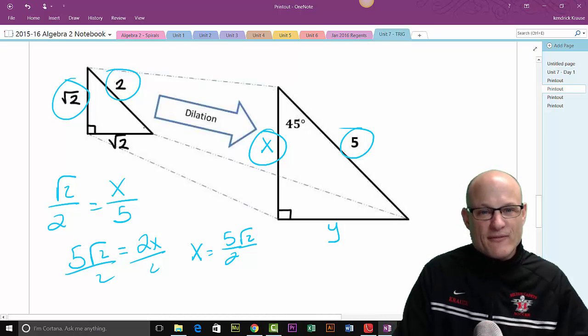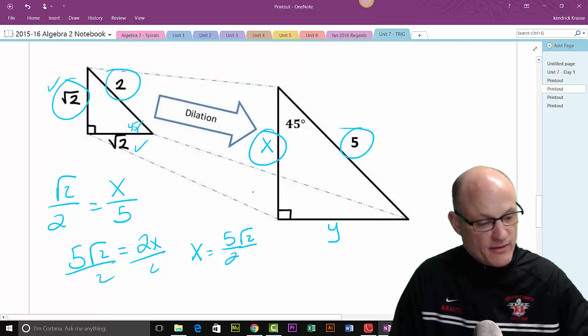And that, by the way, I forgot to tell you, this was a 45, 45, 90. Oh, I didn't need to tell you that because I told you the side lengths were the same. So it has to be a 45, 45, 90 right triangle.